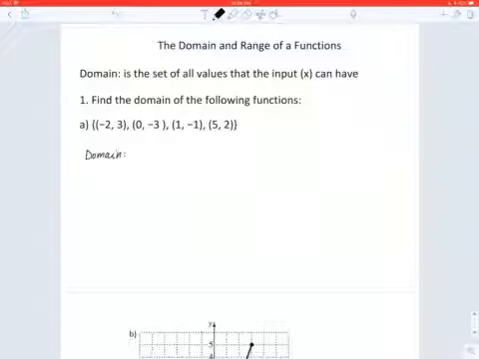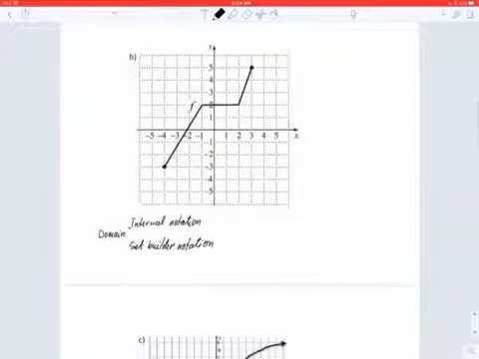So the first example is a relation that is given as ordered pairs, and we have 4 ordered pairs. So the domain will be all the x values that we're using in those 4 ordered pairs. So those are my x values. So the domain is the set of the numbers -2, 0, 1, and 5. Since I'm listing 4 points, we'll be using this notation to say that it's the set of all those 4 points.